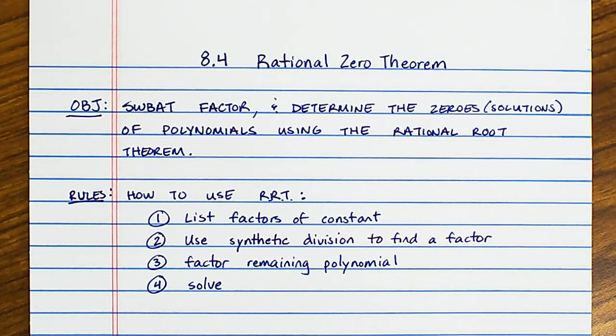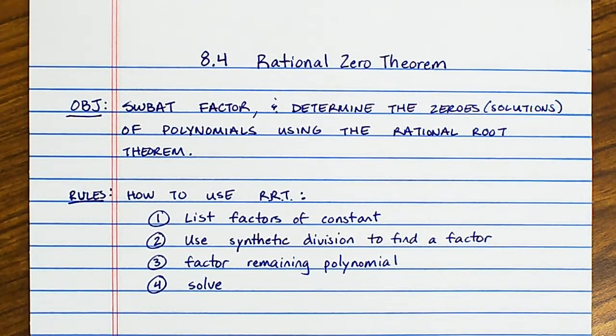But 8.4, the rational zero theorem, kind of brings that all together. We don't always have a polynomial where one of those factoring methods works. And so in order for us to solve it, we have to be able to factor it in some way. And so that's what the rational zero theorem says. This is not the actual rational zero theorem. This is just how you do it.